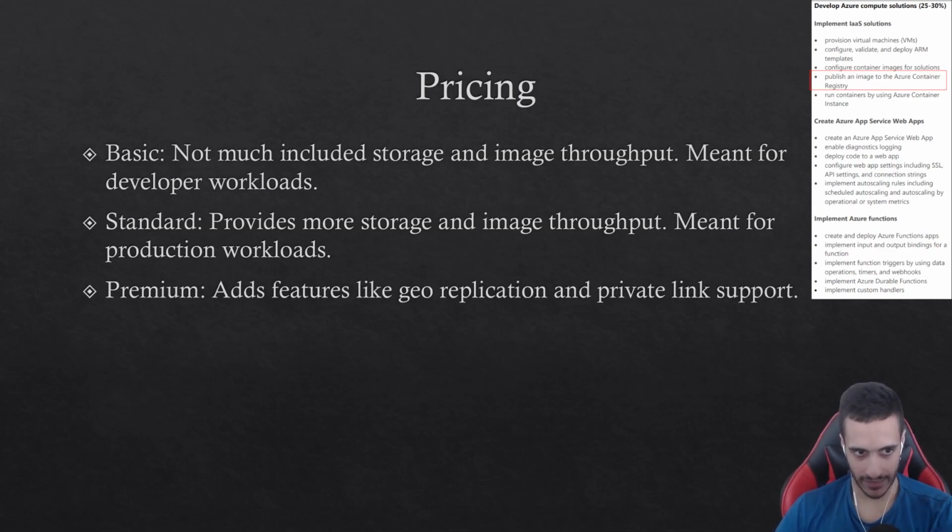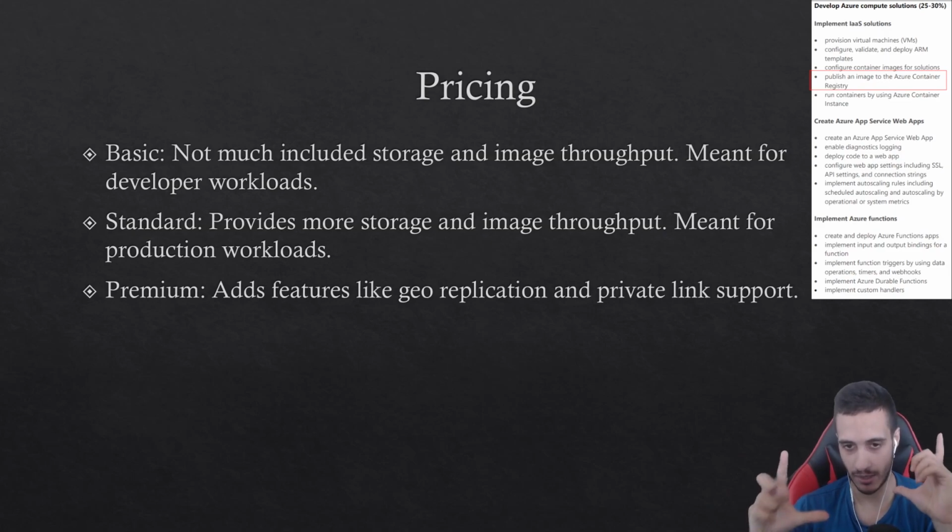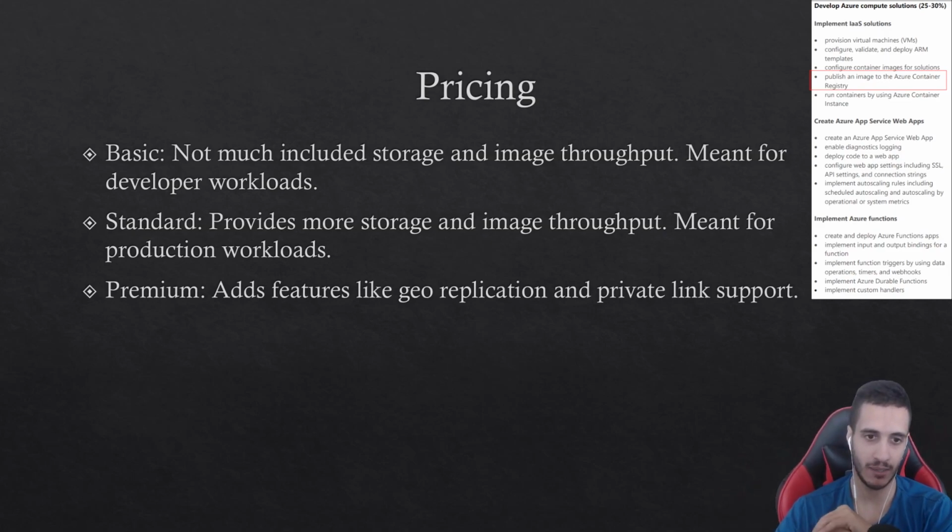The last one is the premium tier. This adds all the features of the standard, but it adds extra features like geo-replication and private link support. With geo-replication, you would have your images replicated geographically across regions. So if there's an outage in this specific region, your images are still going to be available. Again, this is part of thinking about your disaster recovery and high availability strategy.